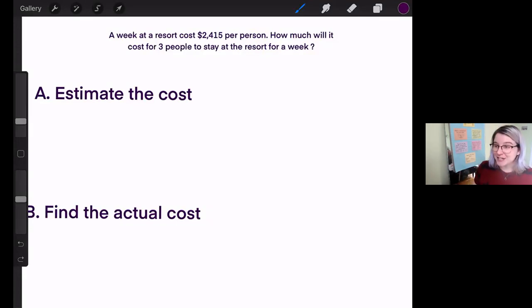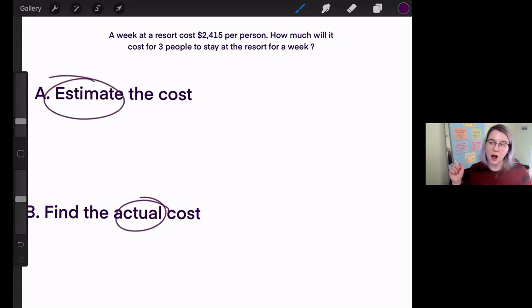I also noticed something interesting. Before we find the exact cost, or the actual cost, it asks us to estimate the cost. What does estimate mean? It means to find an answer that's close to the actual cost, but not exact. In other words, we're going to round some numbers. Do you remember our lessons last year about rounding? So we want a number that's close to 2,415, but that's a little easier to think about and to calculate.